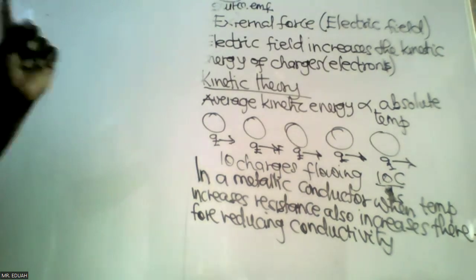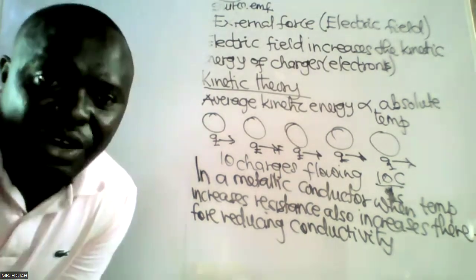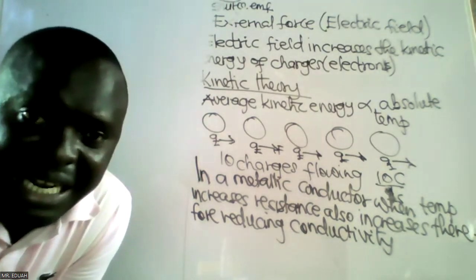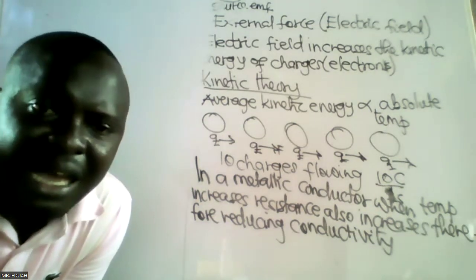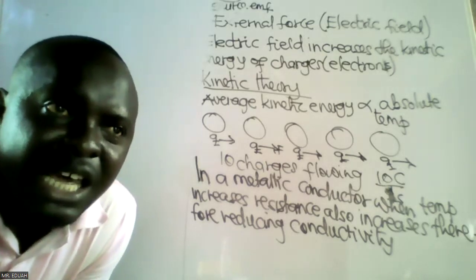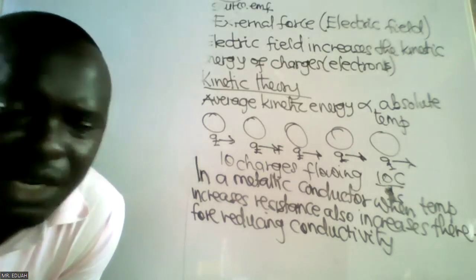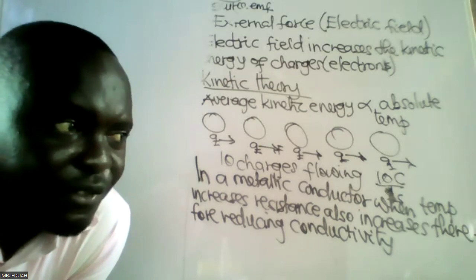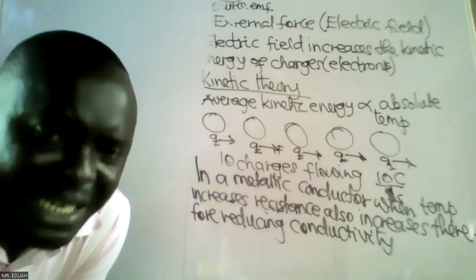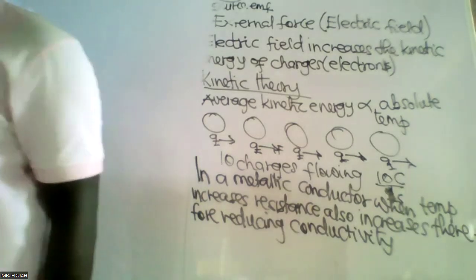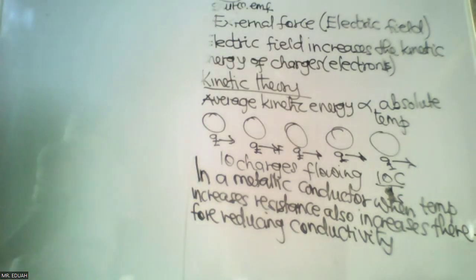And that also explains the reason why Ohm's law says that V is directly proportional to I at constant temperature. If you don't keep the temperature of the conductor constant, the current flow would not be uniform or steady. It will be changing. All right. Okay. So, Mary, do you have any question?